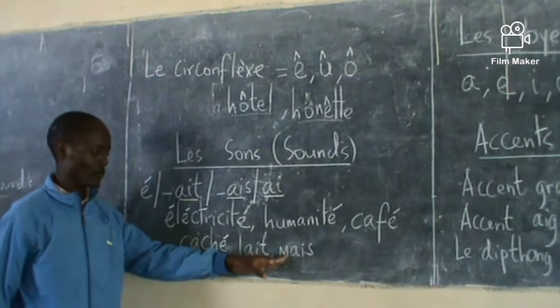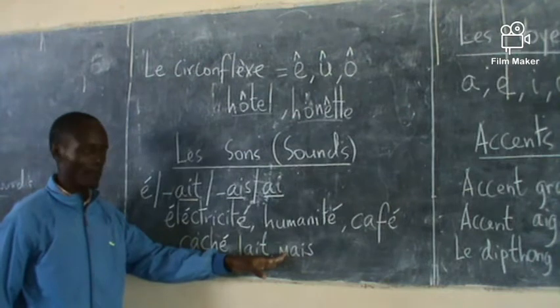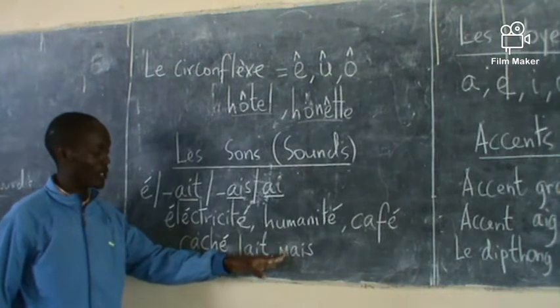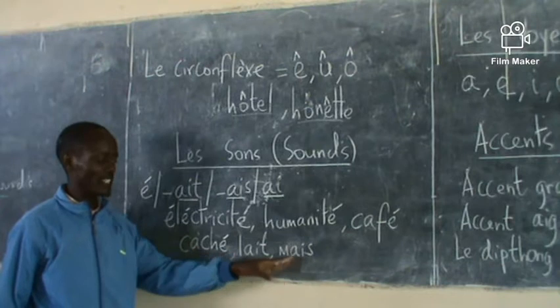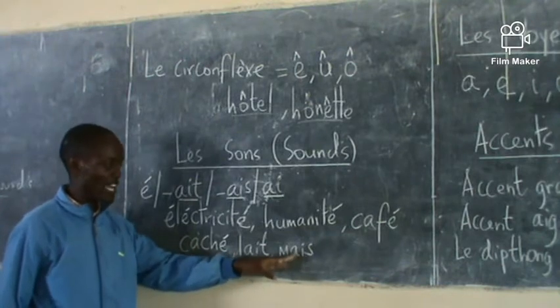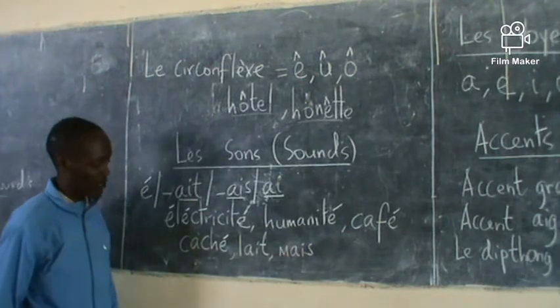For example, I want money, but I don't have a job. So mais here means but. It can also mean the month of the year called May, the month of May. So this one is mai also. AI is pronounced like that also.